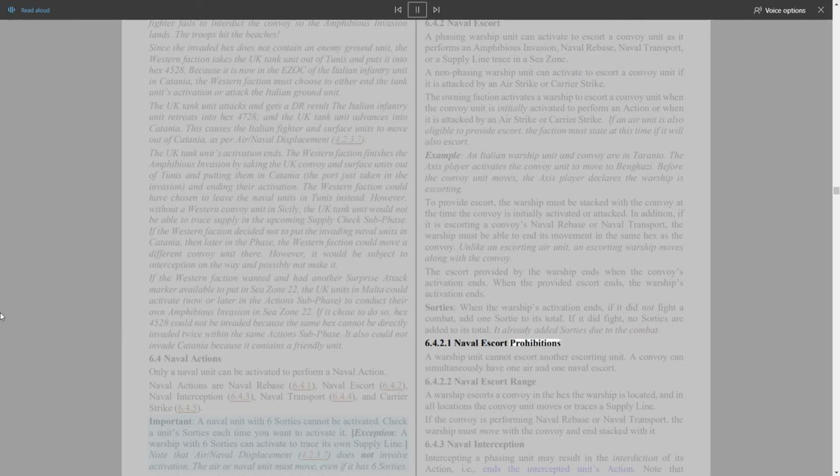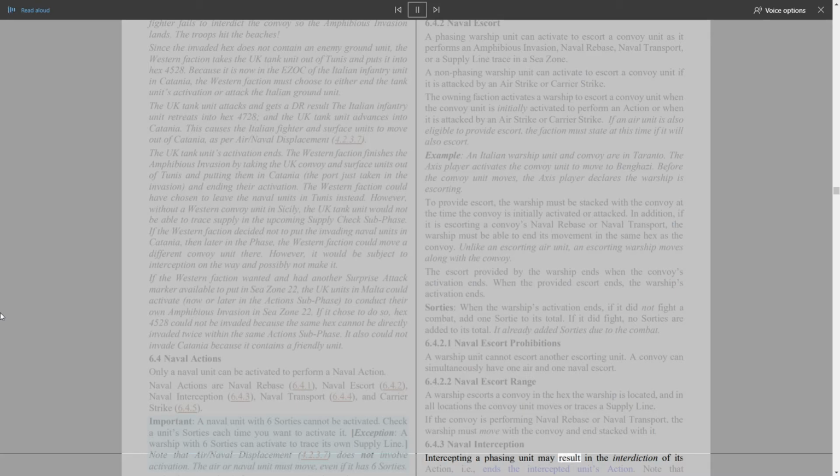6.4.2.1 Naval Escort Prohibitions. A warship unit cannot escort another escorting unit. A convoy can simultaneously have 1 air and 1 naval escort. 6.4.2.2 Naval Escort Range. A warship escorts a convoy in the hex the warship is located, and in all locations the convoy unit moves or traces a supply line. If the convoy is performing naval rebase or naval transport, the warship must move with the convoy and end stacked with it. 6.4.3 Naval Interception.